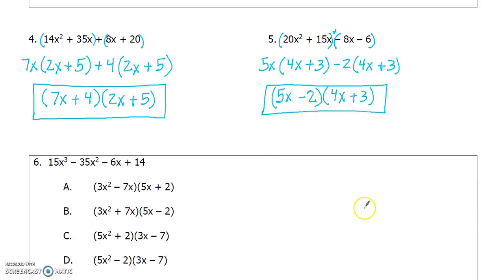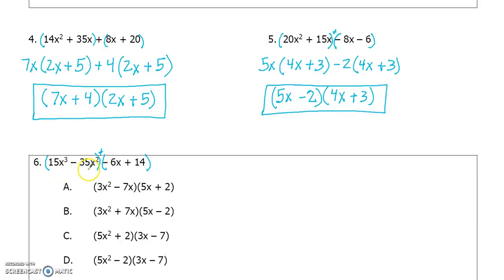Okay, let's go ahead and look at number 6. Again, let's see, GCF. It doesn't look like there's a number that I can factor out of all of them. So let's try grouping because I have 4 terms. So I'm going to group the first 2, and then I'm going to group the second 2. Put that plus sign here because I had to squeeze the negative in.